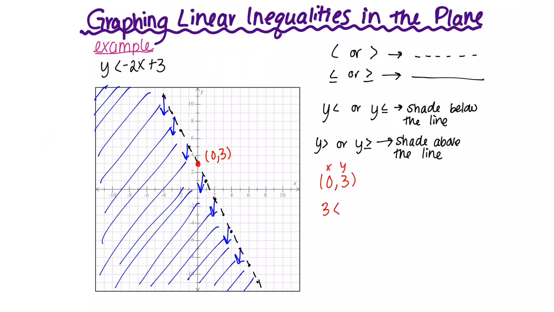We have 3 is less than negative 2 times 0 plus 3. 3 is less than 0 plus 3. 3 is less than 3. No, that's not true. It would be true if there was an or equal to part, but it's not. So that's why it's a dashed line, because it's not including that point. It's trying to do the same thing that an open circle does, which is exclude it.